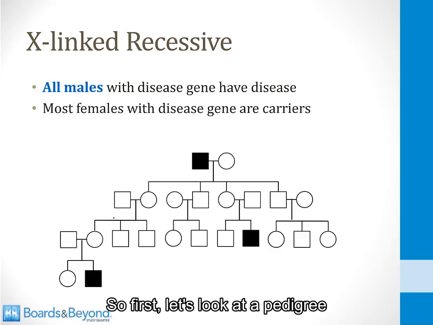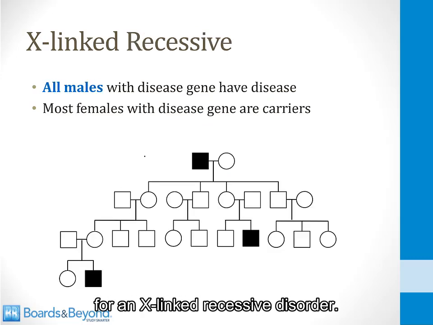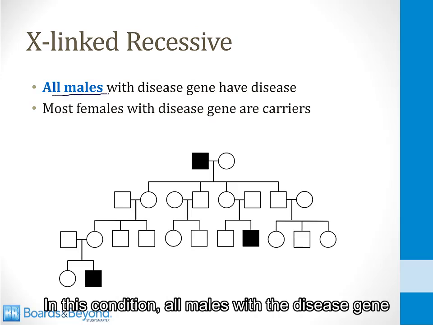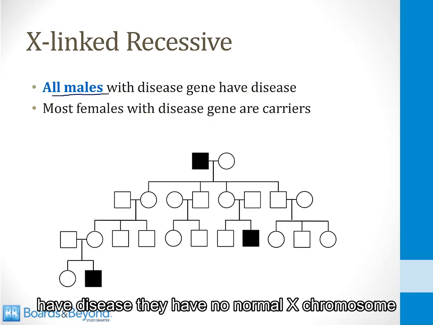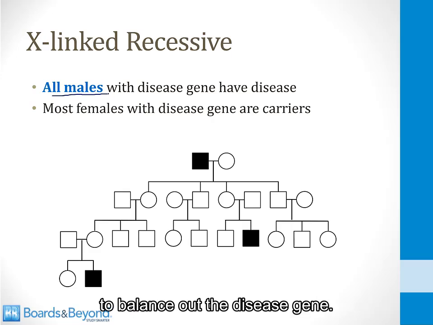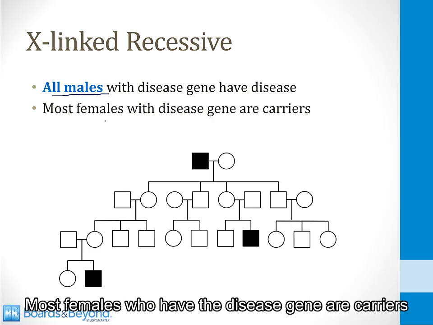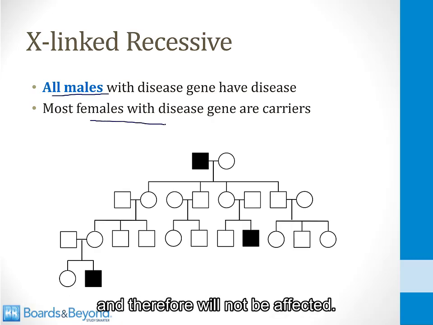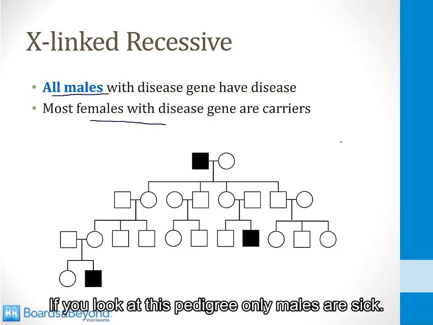So first, let's look at a pedigree for an X-linked recessive disorder. In this condition, all males with the disease gene have disease. They have no normal X chromosome to balance out the disease gene. Most females who have the disease gene are carriers and therefore will not be affected. And if you look at this pedigree, only males are sick.